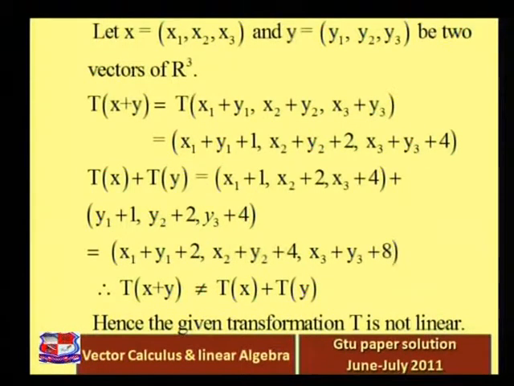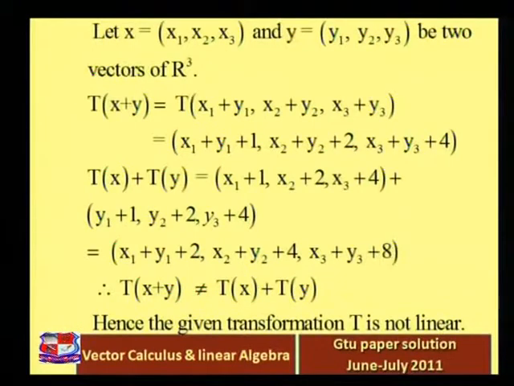You can see on the screen, T of x plus y is x1 plus y1 plus 1, x2 plus y2 plus 2 and x3 plus y3 plus 4. But T of x plus T of y is equal to x1 plus y1 plus 2, x2 plus y2 plus 4 and x3 plus y3 plus 8. So these two are not the same. Okay, so clearly T of x plus y is not equal to T of x plus T of y, so the given transformation T is not linear.